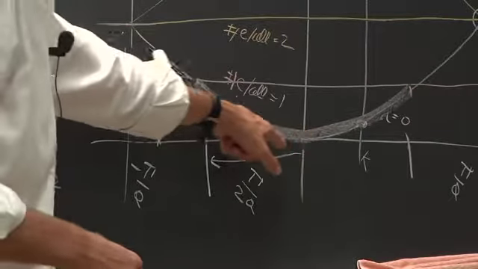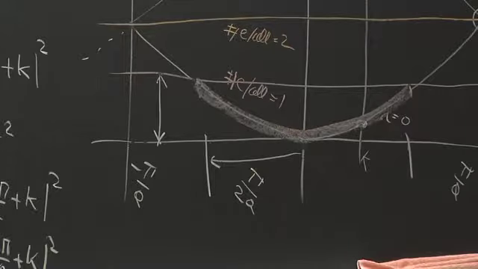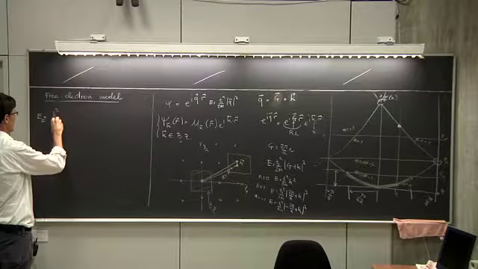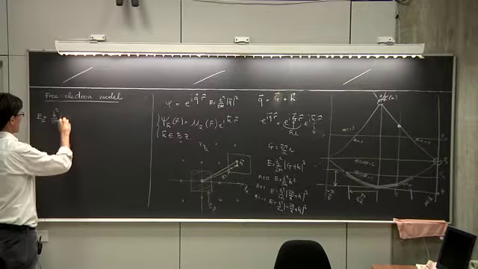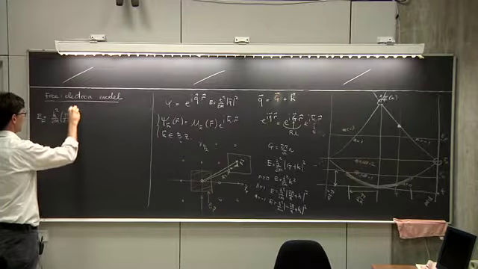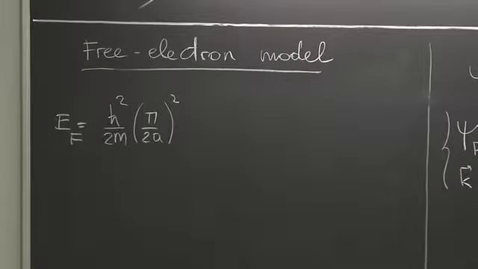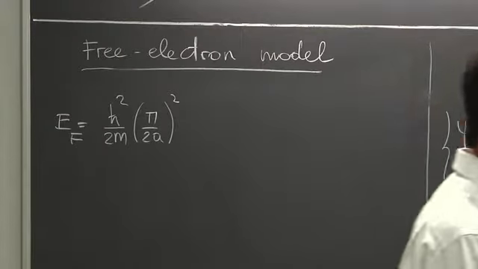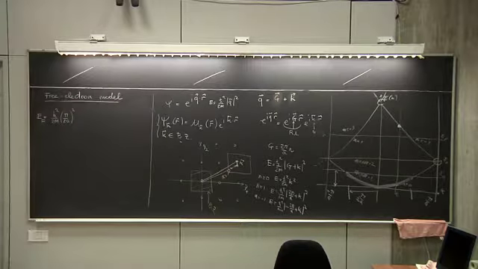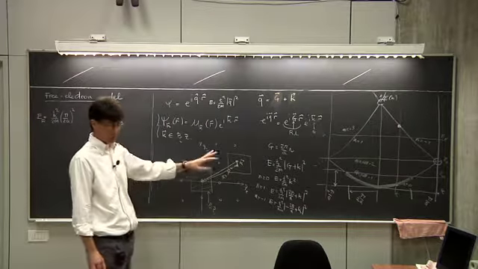And because I know that this is a parabola, I can say that the Fermi energy is equal to h-bar squared over 2m times (pi over 2a) squared, with respect to the bottom of the band, of course. This is true for any system with 1 electron per cell described with a free electron model.